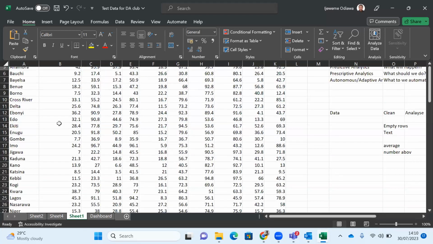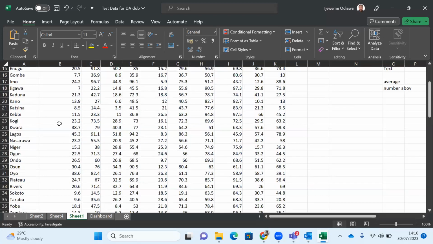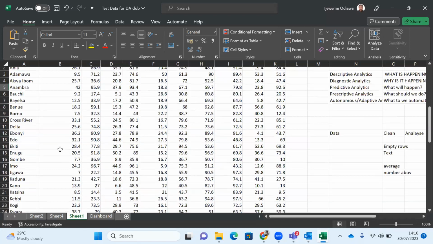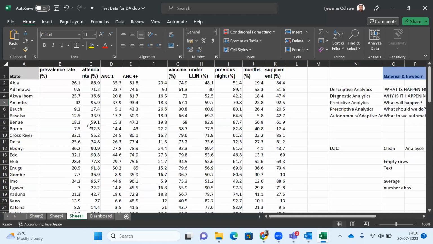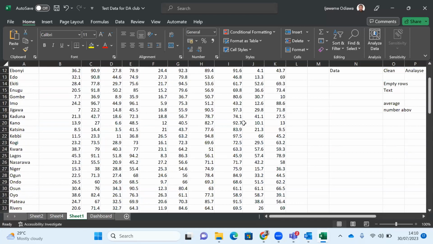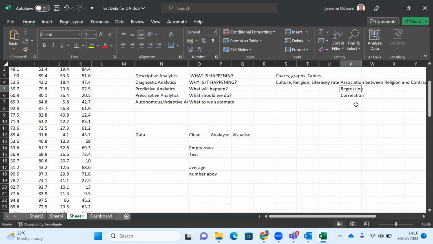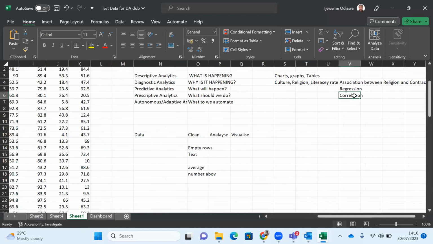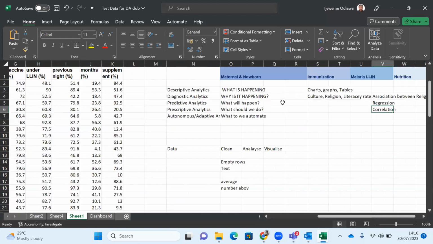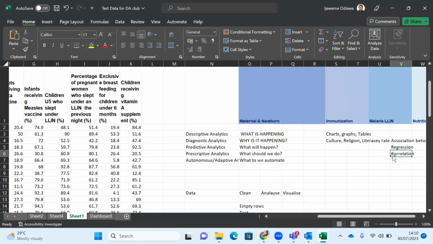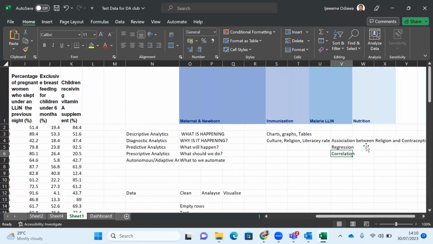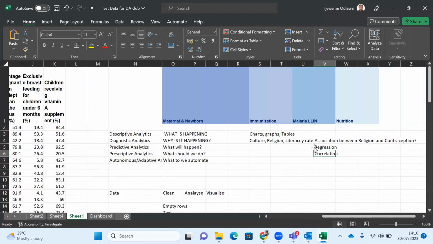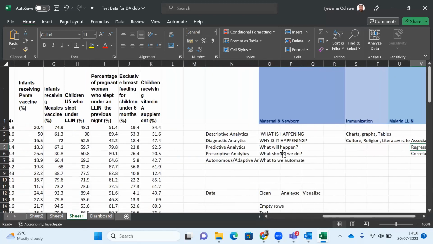But when you have data sets of maybe 20,000 customers, you might not be able to run that on Excel, or 2 million customers, right? So that's where you now use Python. So yes, regression and correlation. Regression and correlation can now tell us if there's any association between religion and contraception, right?